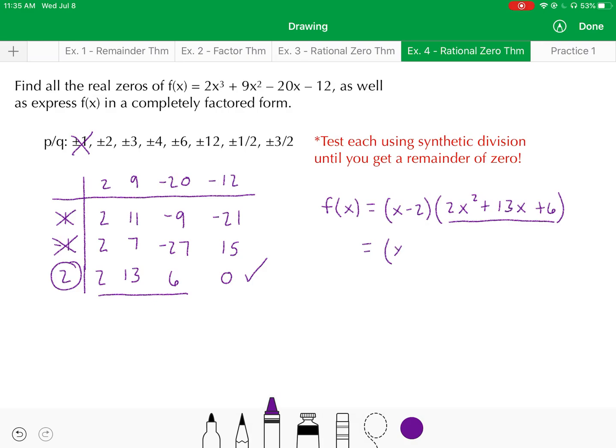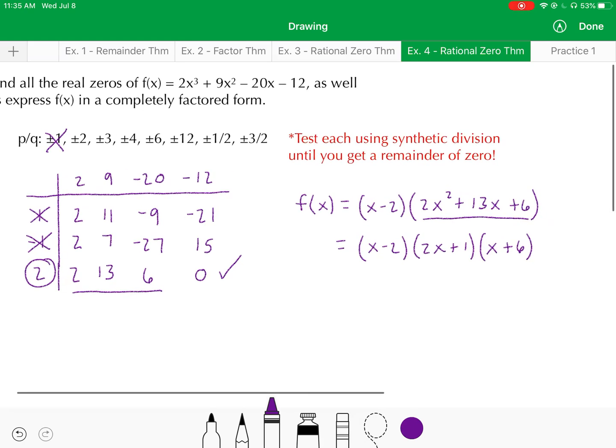Which it does. It becomes 2x plus 1 multiplied by x plus 6. And that's what we're hoping for, is that we can get everything down to linear factors. We now have 3 linear factors for the function. And these two guys of 2x plus 1 and x plus 6, they can lead me to my other 2 zeros of the function, okay?